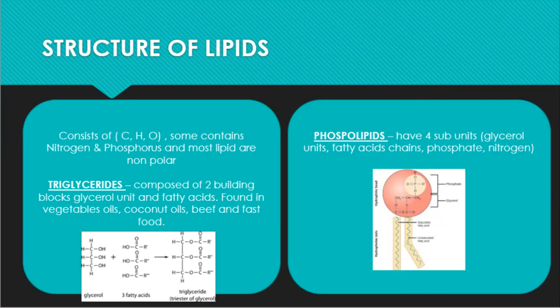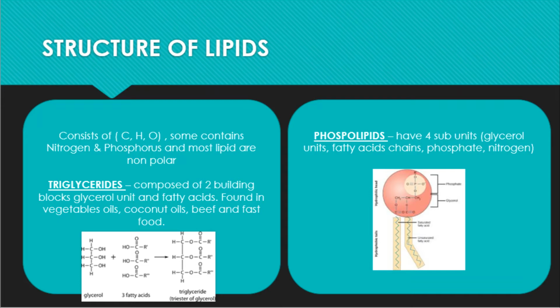Okay, then we move to the next point, which is structure of lipid. Lipid consists of carbon, hydrogen, and oxygen, but some of them contain nitrogen and phosphorus, and most lipids are nonpolar. The first point is triglyceride. Triglycerides, also known as neutral fat, are composed of fatty acid hydrocarbon chains bound to a single glycerol molecule. There is an image of a triglyceride molecule with three neutral fatty acid chains and a glycerol group.